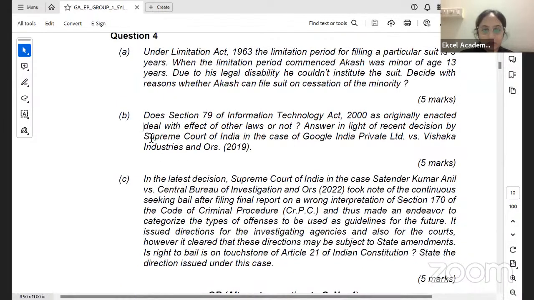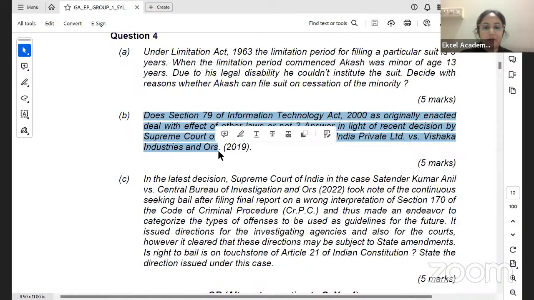See, here they have mentioned a case law, but if you understand section 79 properly, you can answer. So we will see this. Does section 79 of the Information Technology Act as originally enacted deal with the effect of other laws or not? That means whether section 79 is dependent on any other law or it is independent. Section 79 itself is one proper provision, or is it dependent on any other law? That is the question. Answer is no. It does not deal with the effect of any other law. It is originally enacted. That is the answer.